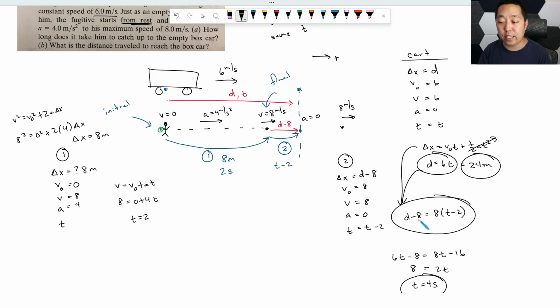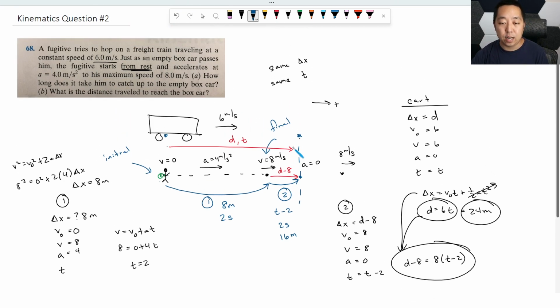Now let's just verify that it works over here. So this part of the motion was only 2 seconds. And he was traveling at 8 meters per second, so he traveled 16 meters. And that makes sense. So for the fugitive, he travels 8 meters and 16 meters. That's 24 meters. And he does it in 4 seconds. Okay, 2 seconds for the first half, 2 seconds for the second half. I always like to check my answers to make sure they make sense. And this guy, for 4 seconds, goes 6 meters per second. He also travels 24 meters, right? So that means they are going to be next to each other after 4 seconds there.